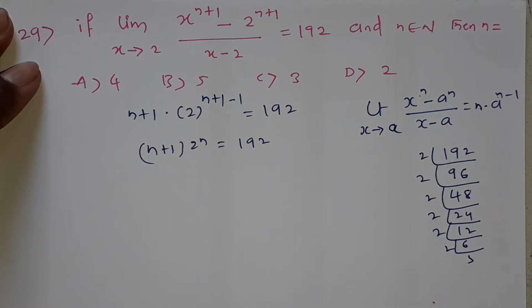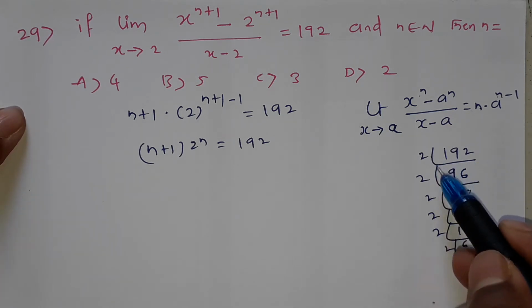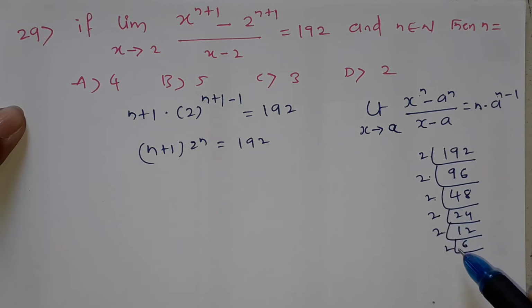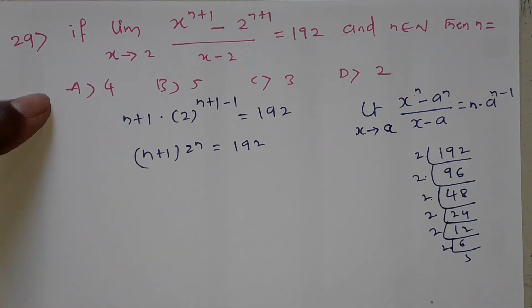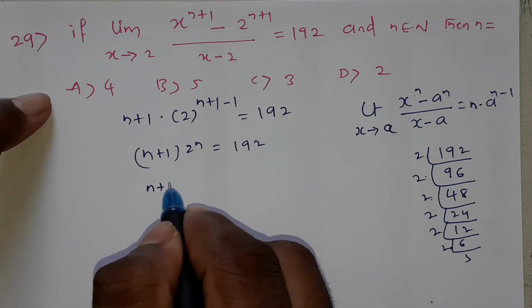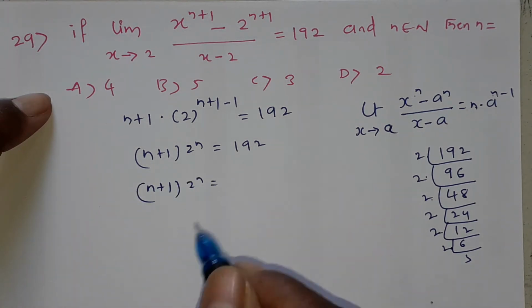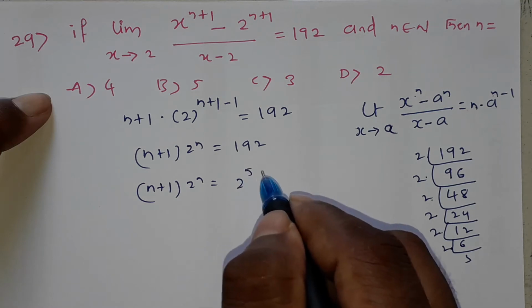n plus 1 into 2 power n is equal to 2 power 5 into 6.